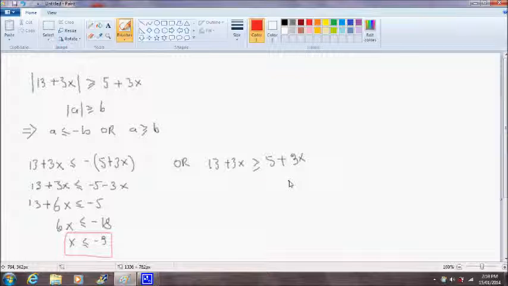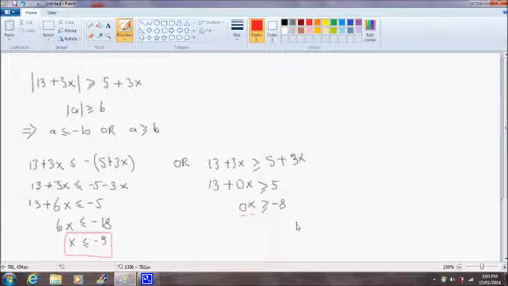Now let's look at the other scenario. So again, I want to get all of the x's on one side and all of the numbers on the other side. So I'm going to subtract 3x from both sides, and that will give us 13 plus 0x is greater than or equal to 5. And now I'm going to subtract 13 from both sides, and that will leave us with 0x is greater than or equal to negative 8. Now here's something very interesting, because we have here 0 times x is greater than or equal to negative 8.